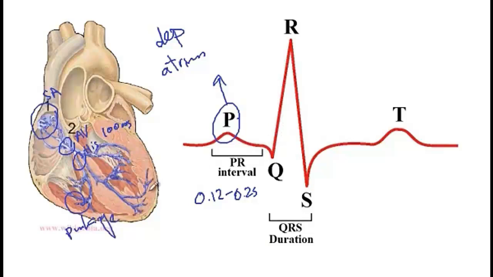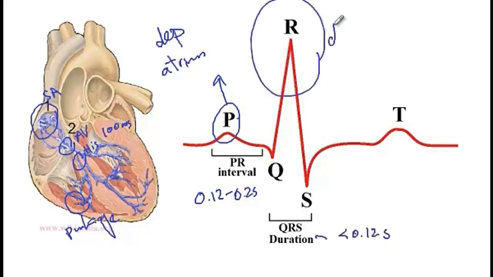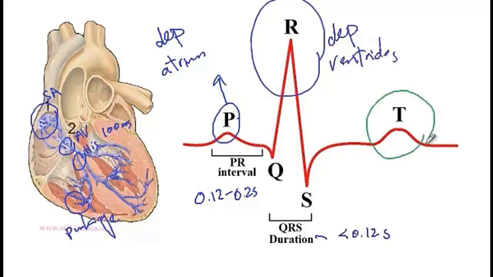So once the impulse is transmitted to the ventricles, it causes depolarization of the ventricles, and depolarization corresponds to the QRS, and the QRS interval, the duration is less than 0.12 seconds. And so the QRS interval corresponds to the depolarization of the ventricles. And then finally we have the T wave, which corresponds to the repolarization of the ventricles. So we had the depolarization of the atrium with the P wave, depolarization of the ventricles with the QRS, and then finally repolarization of the ventricles with the T wave.